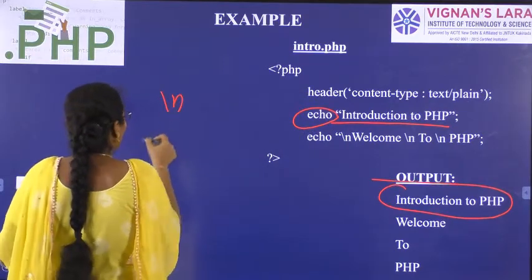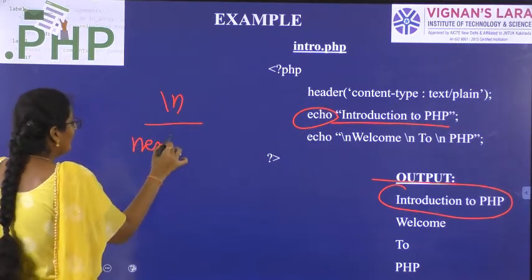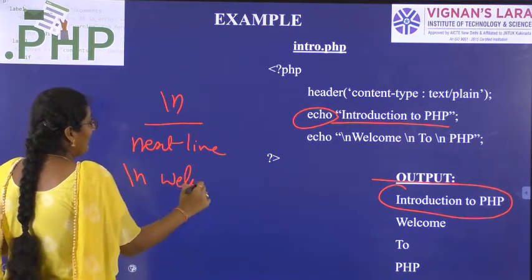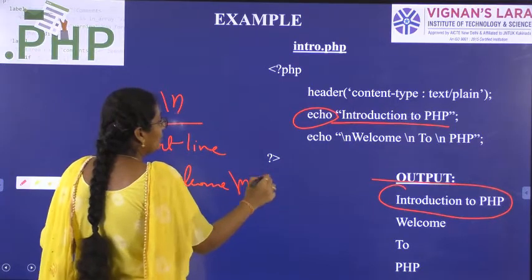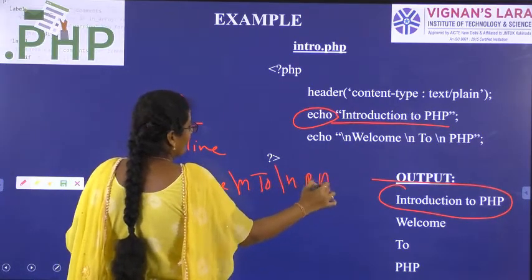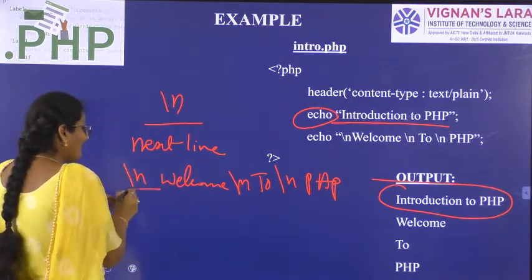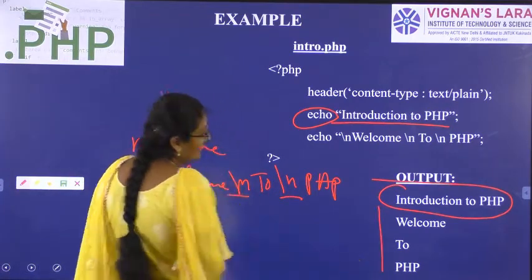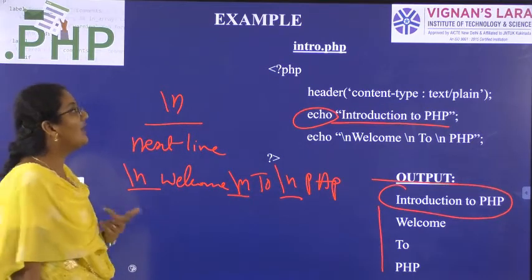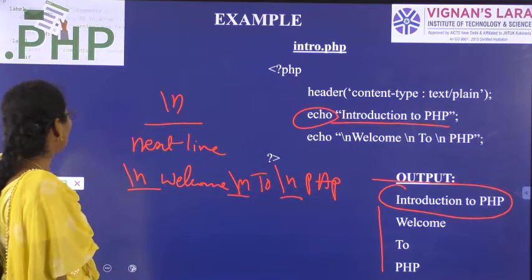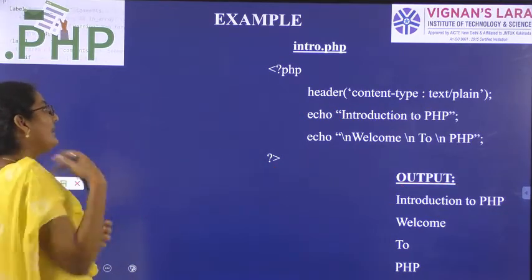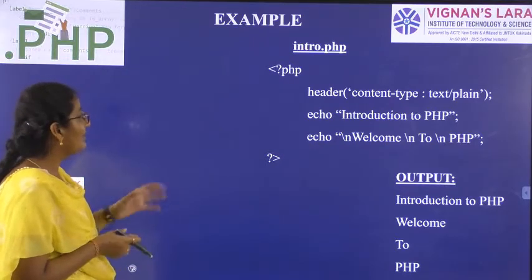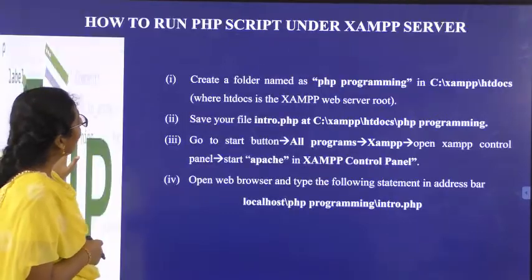Next I am using slash n. Slash n means next line. So I have given next line welcome, next line to, next line PHP. I want a break between welcome and to, and between to and PHP also. So the output will be like this in 3 different lines: welcome to PHP. So this is your first program in PHP. Extension will be .php. Echo is the word used for printing. Let us go for one more example.